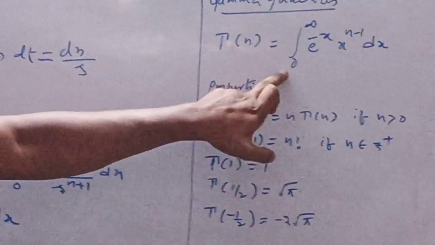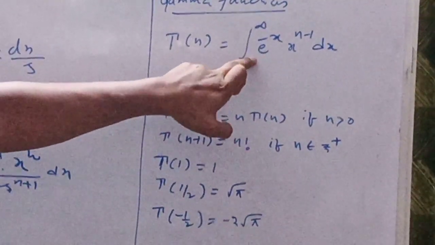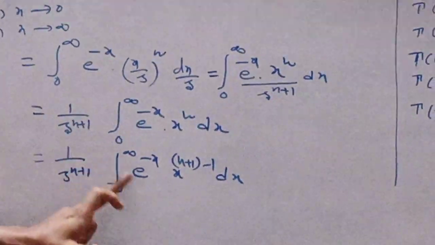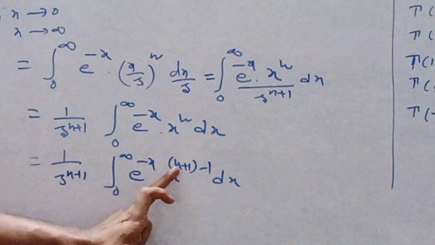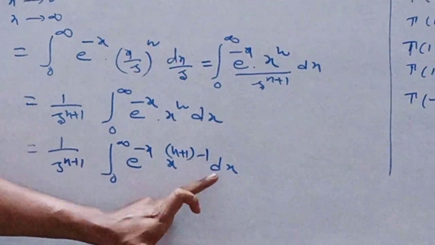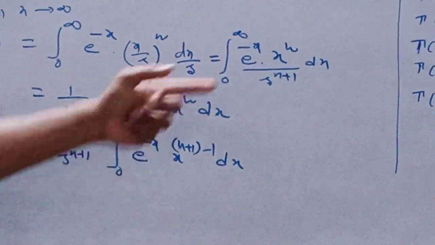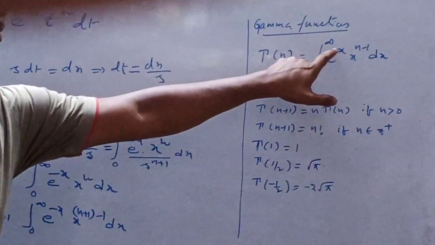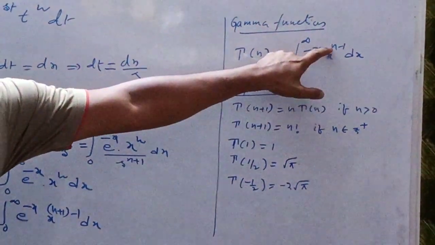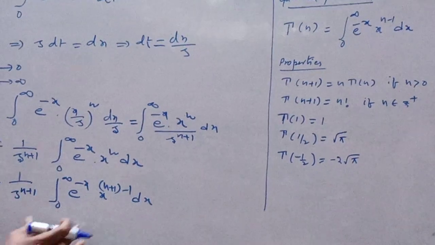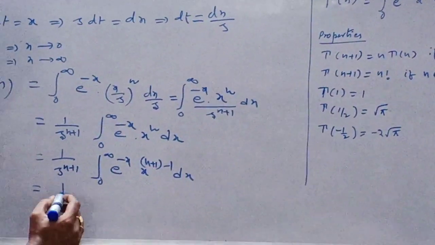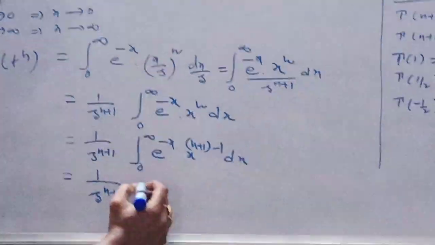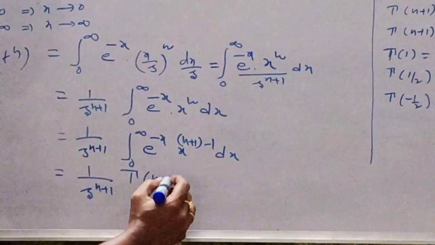Gamma of n equals the integral from 0 to infinity of e to the power of minus x, x to the power of n minus 1 dx. So here, with n plus 1 instead of n, it is the integral from 0 to infinity of e to the power of minus x, x to the power of n plus 1 minus 1. So this term is 1 by s to the power of n plus 1, and this integration is gamma of n plus 1.